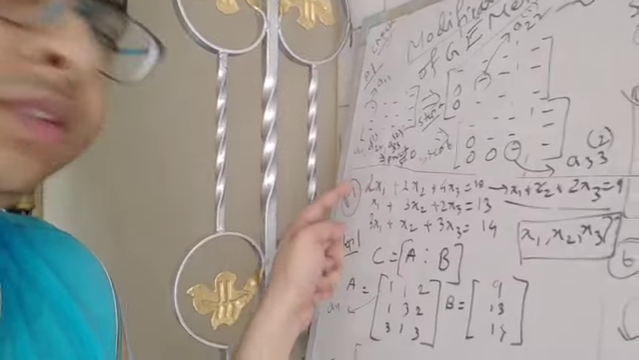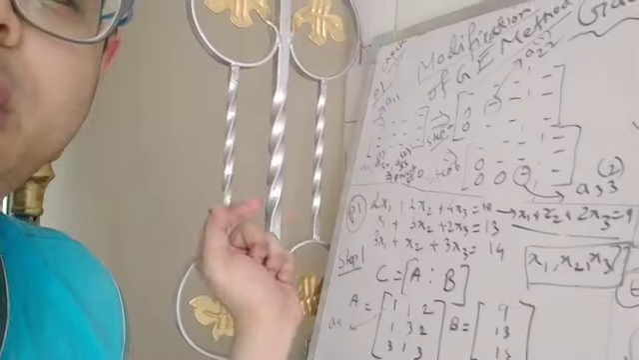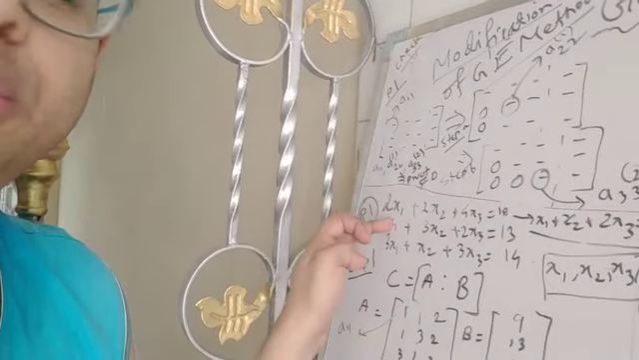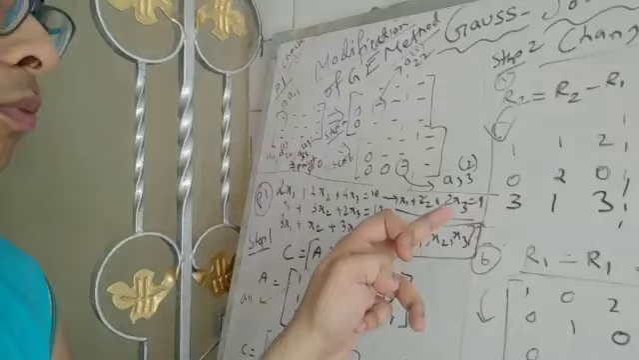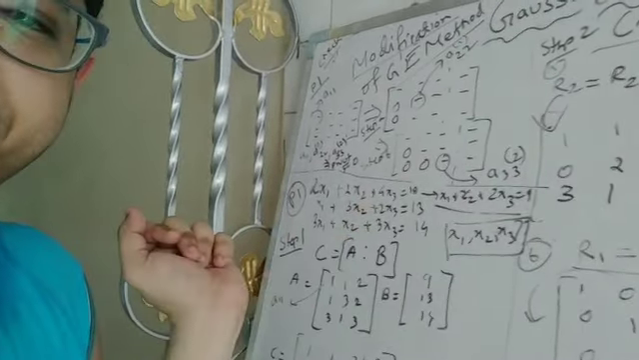Okay, so what I have done here is simplify the first equation. See, I can take 2 common, right? So if I divide both sides by 2, I will get x1 + x2 + 2x3 = 9. I have just simplified it.